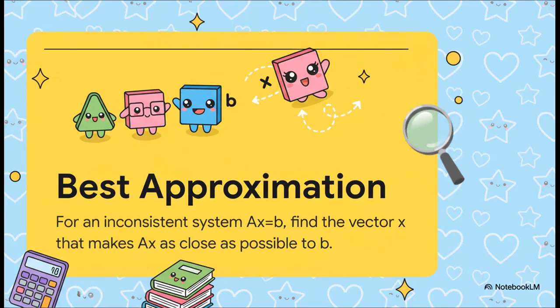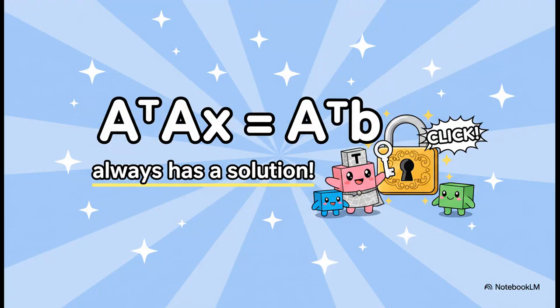Power-up number 2 is for a super common situation. What happens when a system of equations, Ax = b, just has no solution? We call that an inconsistent system. You can't find an x that makes the equation perfect, but you can find the next best thing. You can find the x that gets you the closest possible answer. And how do you find that best approximation? With this incredibly powerful tool called the normal equation.